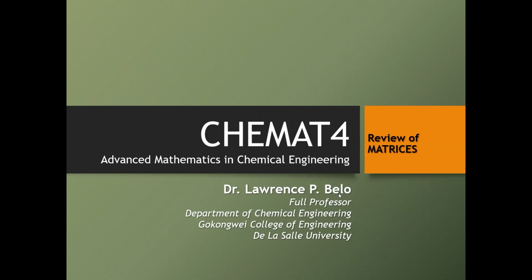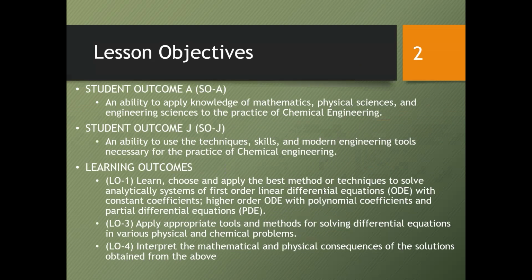For the first lesson in Chamat, we will be reviewing matrices. What are the objectives of this lesson basically? Student outcome A, ability to apply knowledge of mathematics, physical sciences, and engineering science to the practice of chemical engineering. Outcome J, which is techniques, skills, and modern engineering tools necessary for the practice of chemical engineering. And then for the learning outcomes, basically LOs 1, 3, and 4.